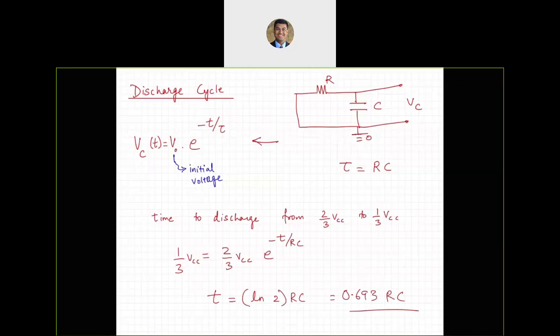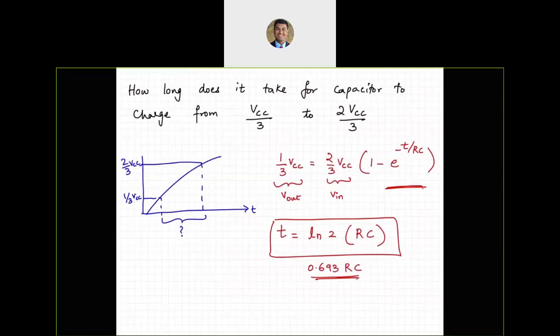So these two are essentially giving us the time it takes to charge from 1/3 VCC to 2/3 VCC, and from 2/3 VCC to 1/3 VCC. VCC is used to denote the supply voltage. And you can use this process for the charge and discharge cycle to find the time to go from any start voltage to stop voltage. So I've talked about these two here, let me just highlight the results because these are going to be very useful later on.